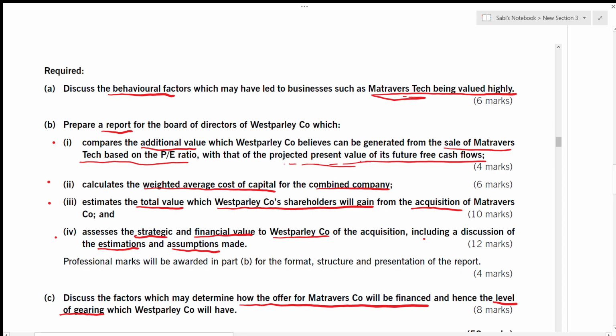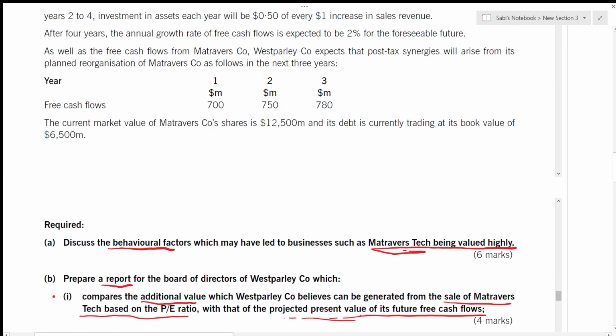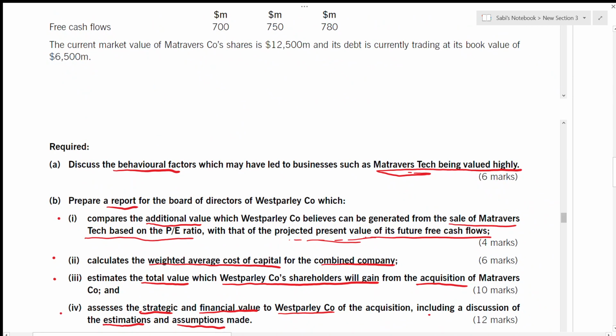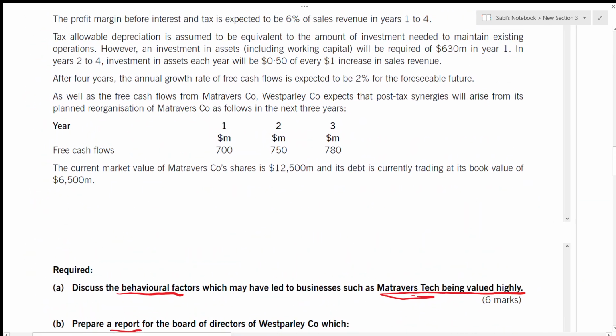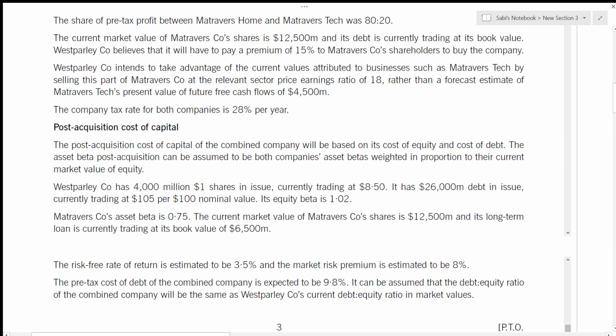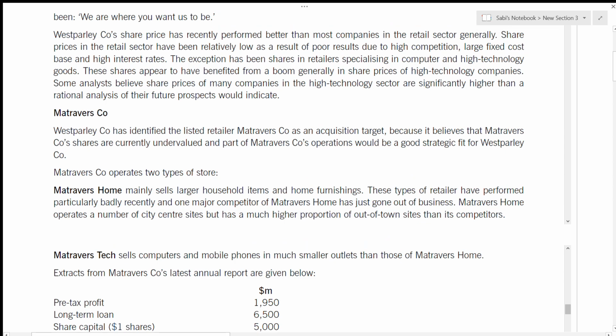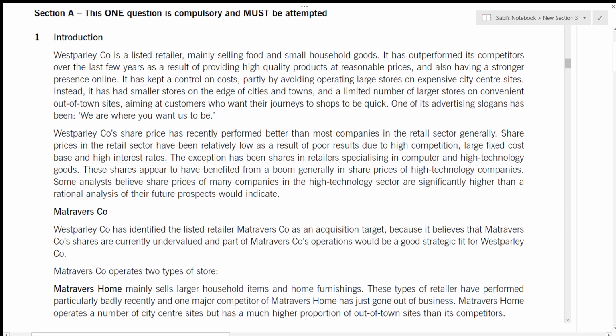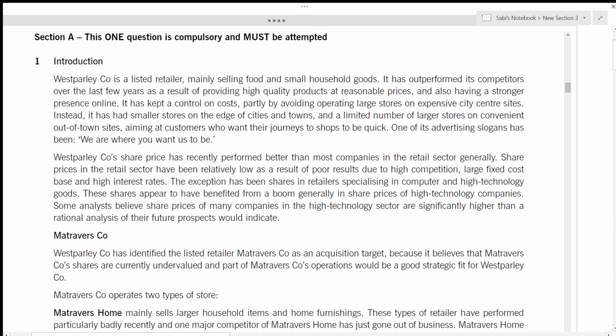Now let's go to the case, and we will only read the part which is relevant for section A, behavioral factors: why this industry is being valued highly. Only for that section will we read. All this we will not read, because it is section A, which means it will come in the beginning of the case. Because I told you there's an order of the requirement and the case study. So now let's read the introduction, right? Wherever you feel is relevant to highlight, you have to highlight.